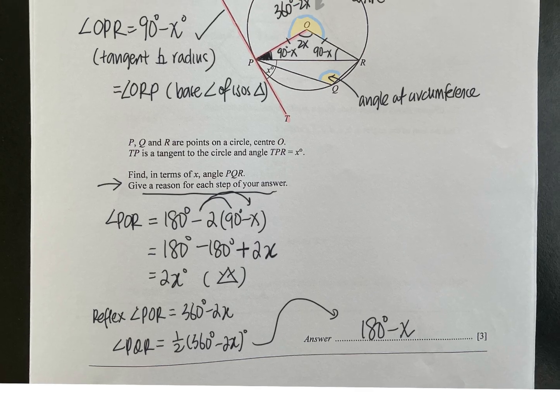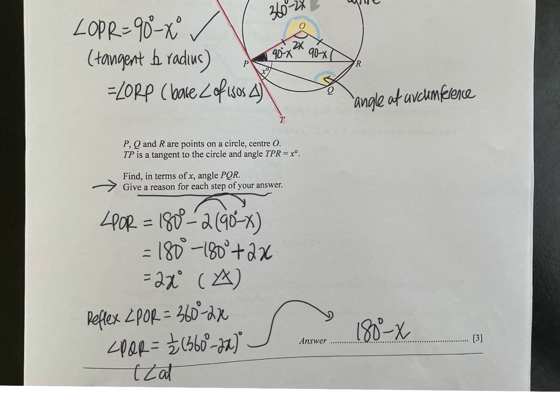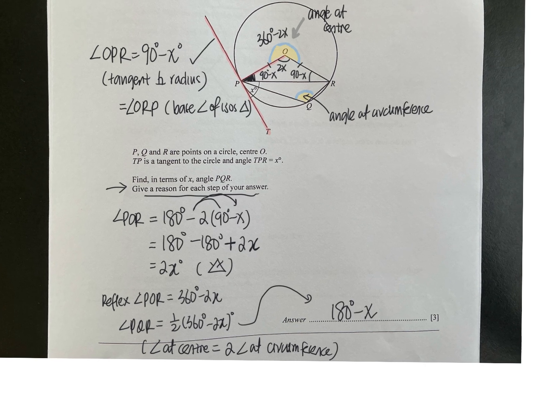So the reason for this one is angle at center, 2 angle at circumference. Yes. Why is this not the angle at center? The angle at center must be somewhere here, angle at circumference. So if it's this side, the frowning one, then the angle at center is the reflex one. Yeah. So this one you all must remember, special case.